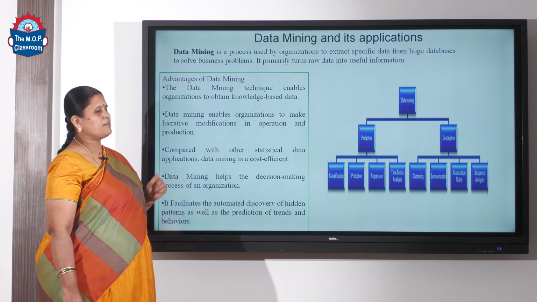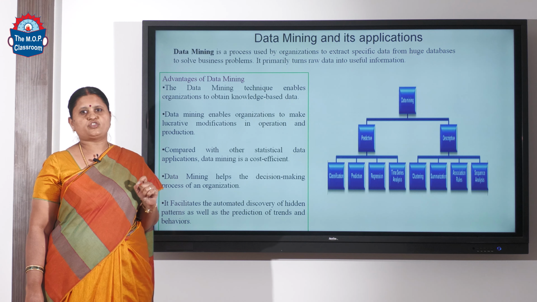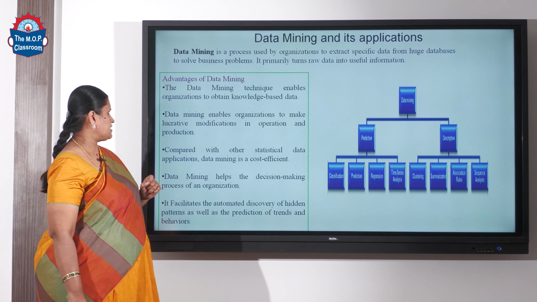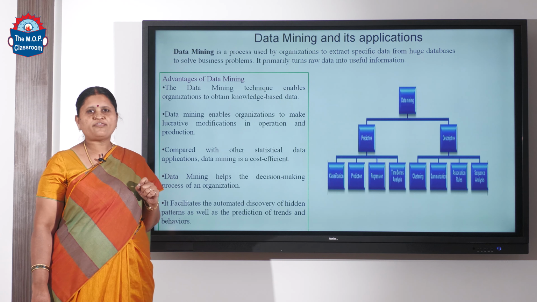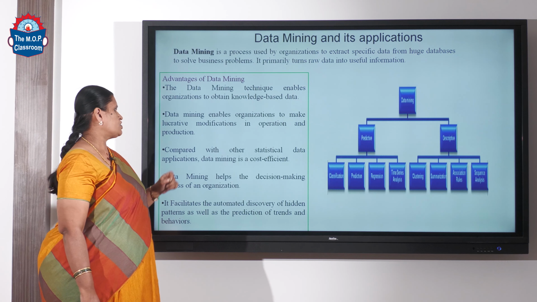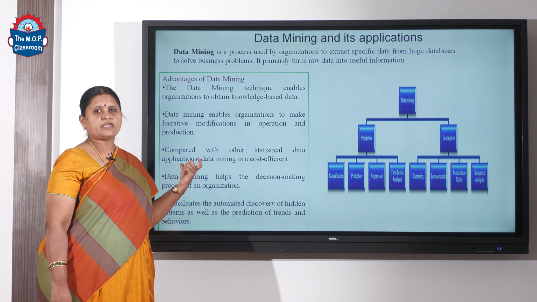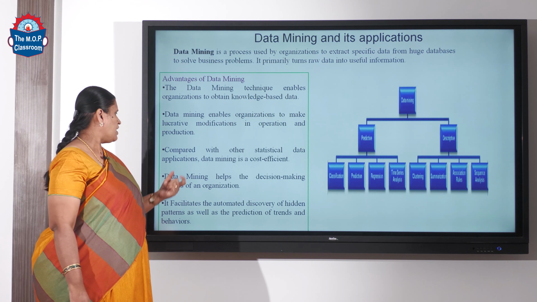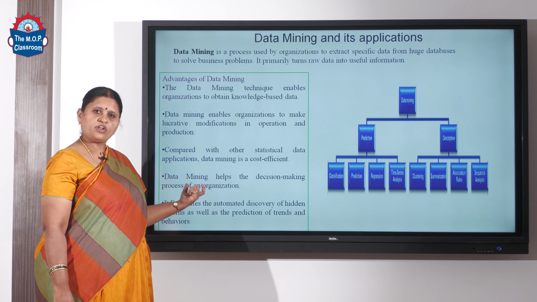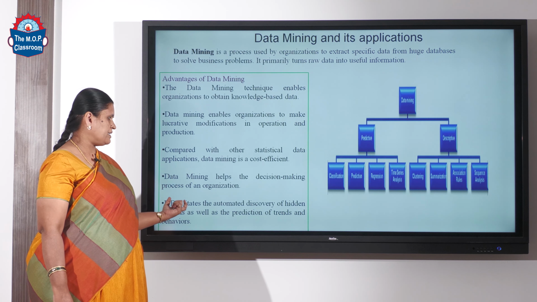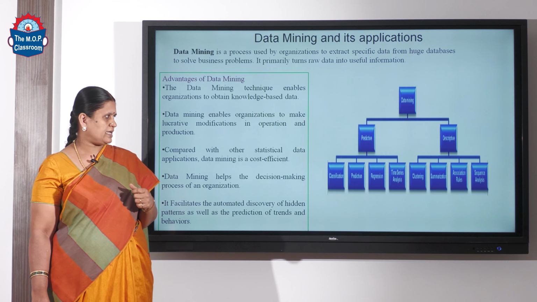So moving on to the advantages of data mining. Data mining enables the organization to obtain knowledge-based data. It enables the organization to make out lucrative modifications in the operations. When comparing with statistical data analysis, data mining is a cost-efficient one. Data mining helps the decision-making process of an organization, and it facilitates the automated discovery of hidden patterns and to predict future data.